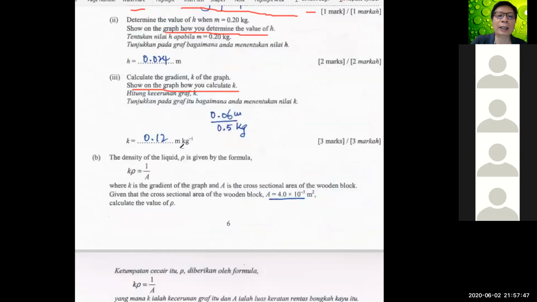Okay? So you get the answer. Here you are very lucky because the unit is given to you already. Meter per kilogram, okay? 0.12.